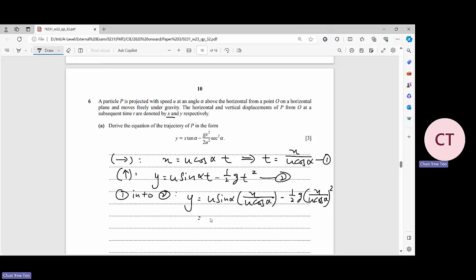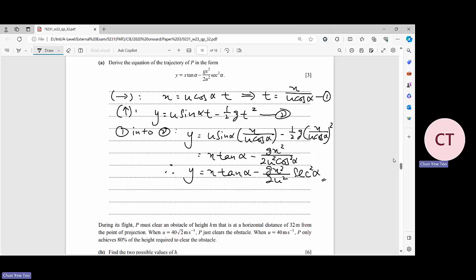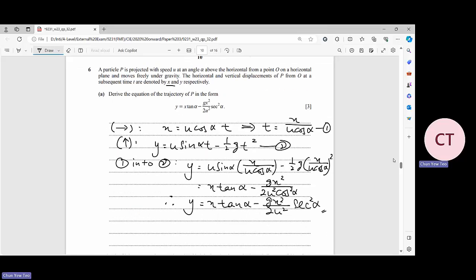Simplify it, and you get x tangent alpha minus a half g x square over 2u square cos square alpha. So therefore, this will be x tangent alpha minus a half g x square over 2u square secant square alpha. Okay, so this one we have shown. Then part A is done.